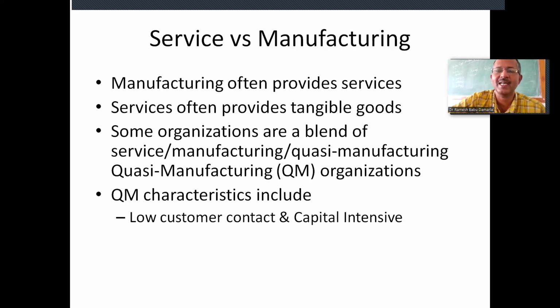Maybe sometimes a product has a high tangible component and a little service component. In some cases, there is a high service component and a little tangible component, which we'll discuss in the last slide. So some organizations are a blend of service and manufacturing, or quasi-manufacturing, semi-manufacturing, or together. Quasi-manufacturing characteristics are low customer contact and again capital intensive.